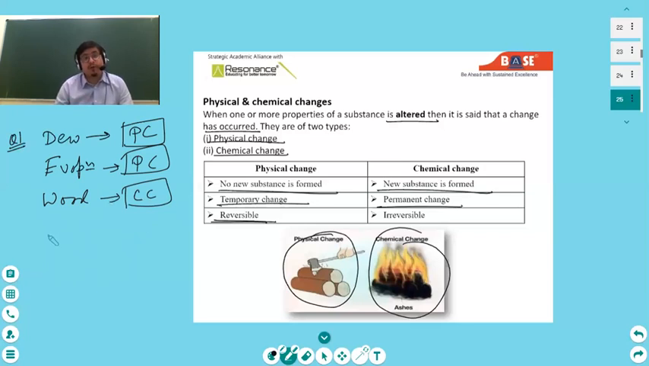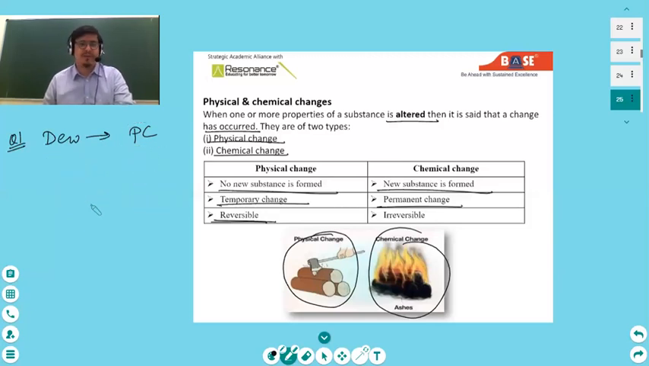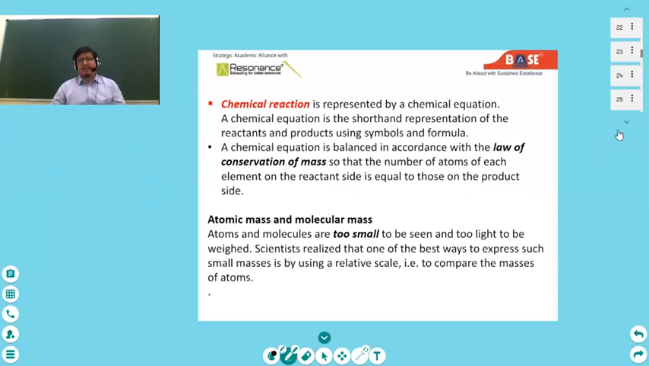For example, electrolysis of water. Water breaking in presence of current. Electrolysis means, electro means electricity and lysis means break. So electrolysis of water again is a chemical change. I hope that is clear. So you got to know the difference between physical and chemical change. Very good. Let's move to the next slide.